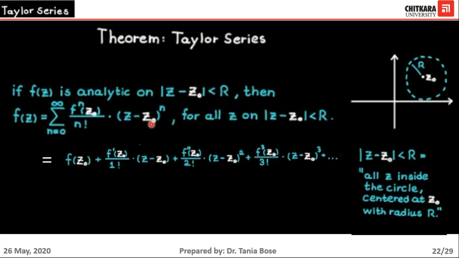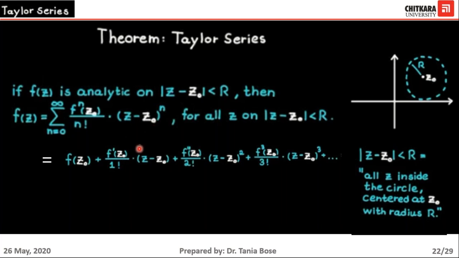So that I have written here. Now put n equal to 2, you will get f double dash z naught divided by 2 factorial z minus z naught raised to power 2. So that is my third term. Now put n equal to 3, what will you get? F triple dash at z naught divided by 3 factorial into z minus z naught raised to power 3 and so on, right? So if you remember your partial differentiation in M1, you have done Taylor series there also.